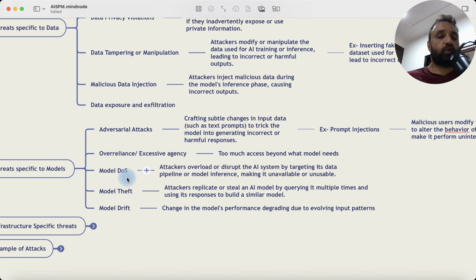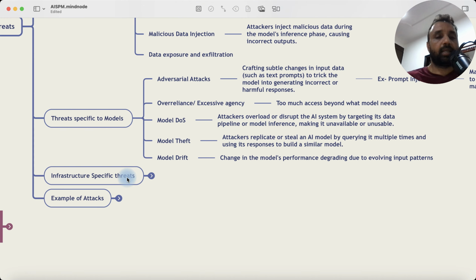Essentially, attackers can overload or disrupt the AI system by targeting its data pipeline or model inference, making it unavailable or unusable. Model theft: attackers replicating or stealing an AI model by querying it multiple times and using its responses to build a similar model. Model drift: change in the model's performance, essentially a degradation due to evolving input patterns.